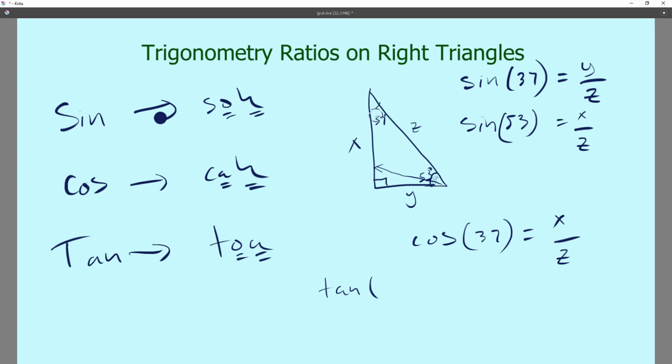Okay, same thing for tangent. Tangent, again, is different depending on which angle you're looking from. If I'm looking from 53, it's going to be opposite, which is x, over y. If I do tangent of 37, it'll be y over x.